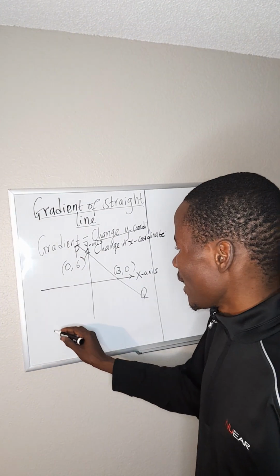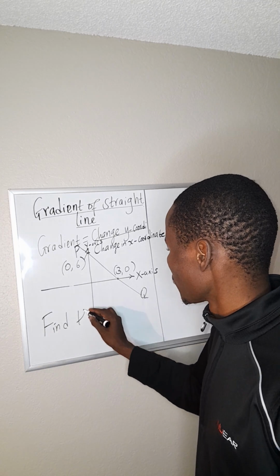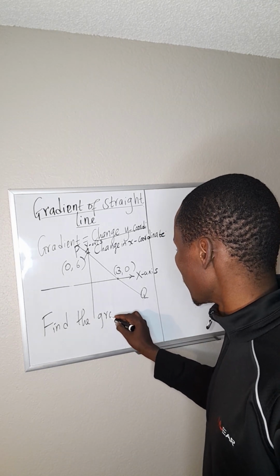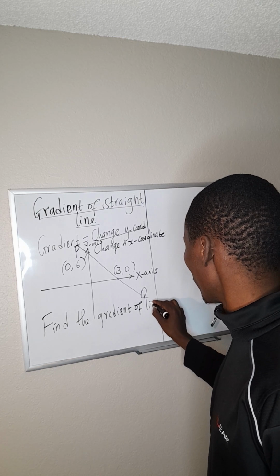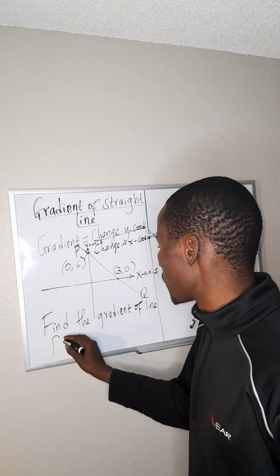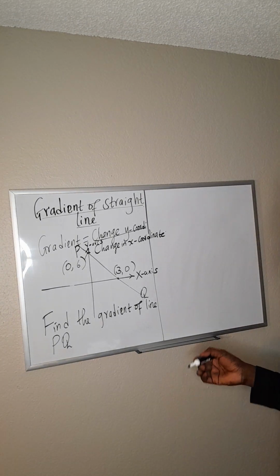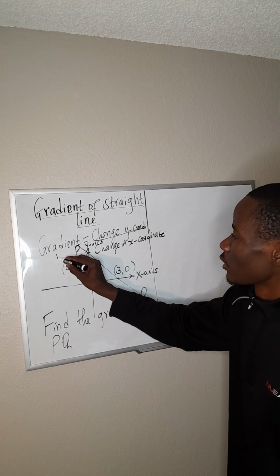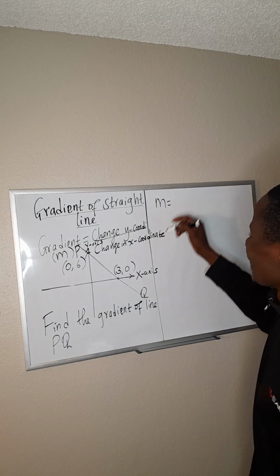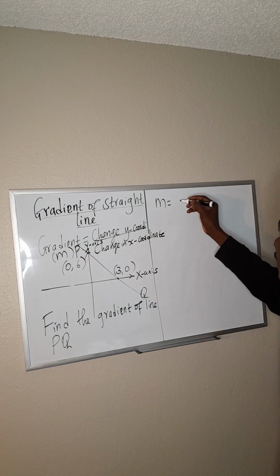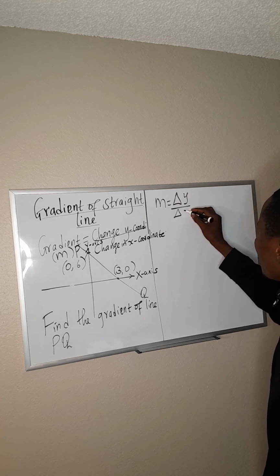So for instance, if I am asked to find the gradient of line PQ, I know that the gradient of a line, also represented as M, is equal to, as I already said, change in y over change in x. So we normally talk of change in y coordinate over change in x coordinate.